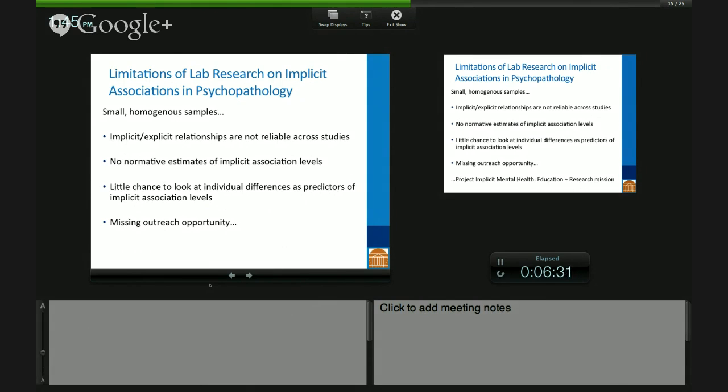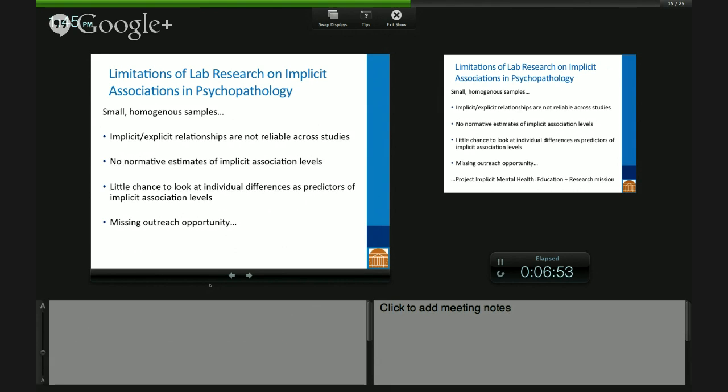But there's also a lot of limitations to what we have learned in the lab, especially when you're working with clinical samples. They are hard to get, and so it's not altogether surprising that we see a lot of very small and very homogeneous samples in these lab-based studies. That's a problem with lots of lab-based work. The things I'm pointing to are certainly not unique to the implicit association research area, but we really do see it come up here.